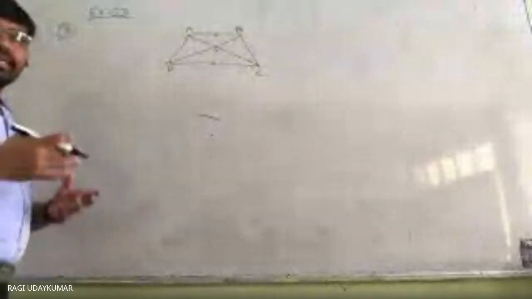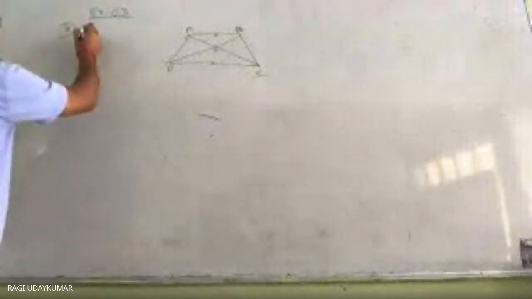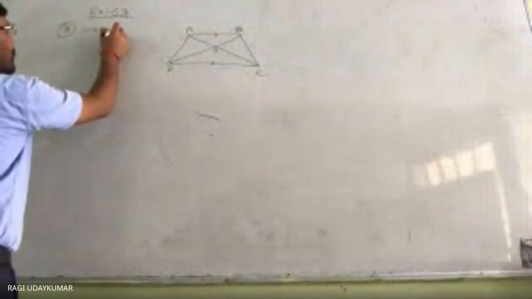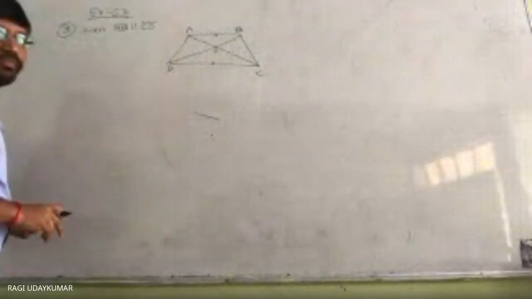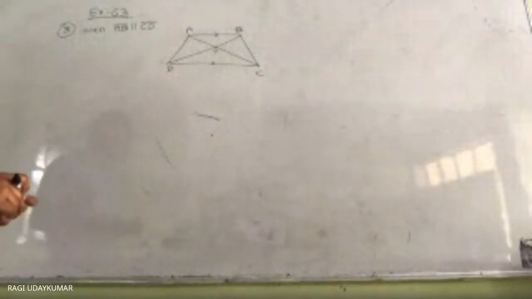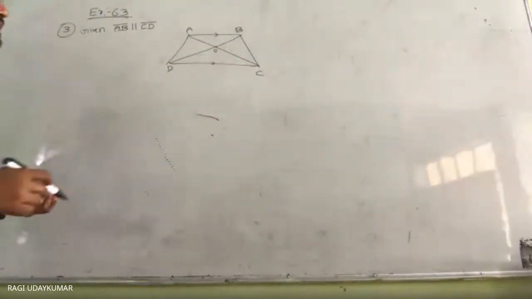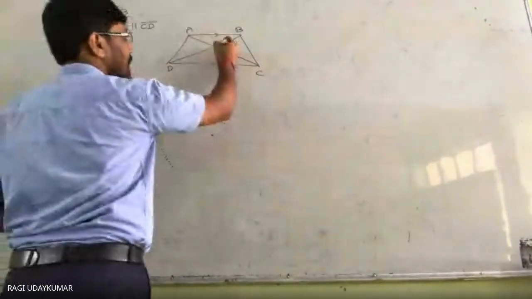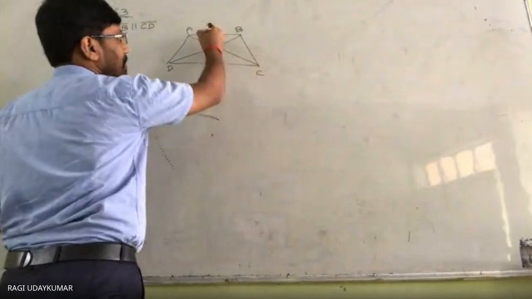When you are writing the proper steps, I am going to explain to you. What is given here? Given AB is parallel to CD. This is given to us. And two triangles are to be considered, in which this angle will be equal to this angle and this angle will be equal to this angle. Why? Because of these two angles.